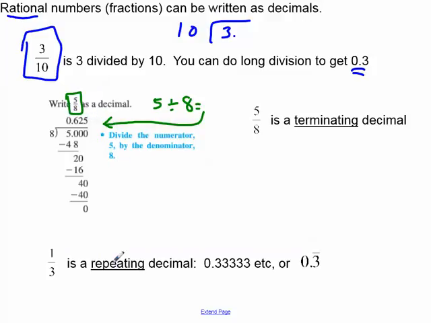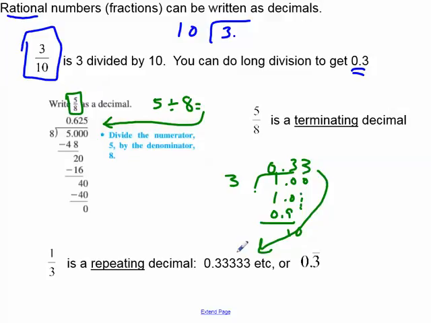1 over 3 is a repeating decimal, because if we take 1 divided by 3, you can do the calculator as well. Doing the long division, 1 minus 0.9 is 1. We've got another 0, drops down, 10 divided by 3, 3, and we get essentially the same idea, 0.33333, or 0.3 with a bar over it. And that's a repeating decimal.